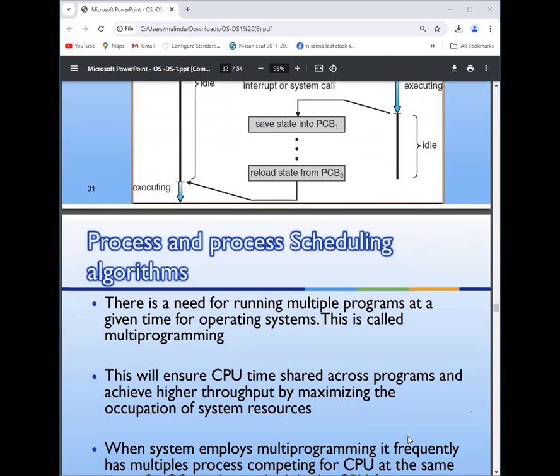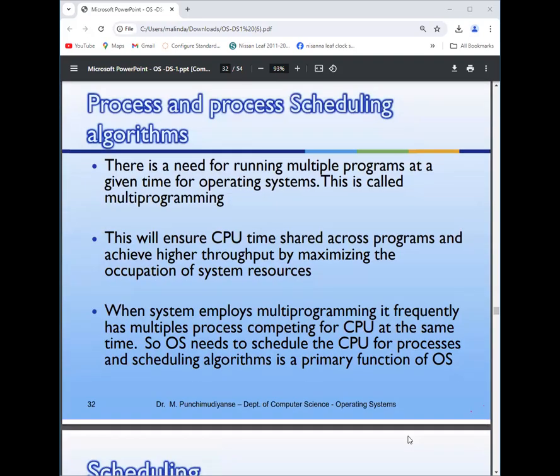Then the next important fact is how process scheduling is done. That means there is a list of processes in the ready queue, and one process is allowed to run on the CPU. These days we need to run a lot of programs in parallel, so we call it a multi-programming operating system. But only one program can run at a time on the CPU.